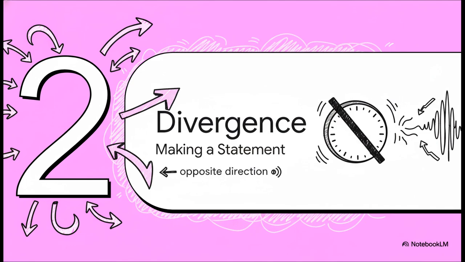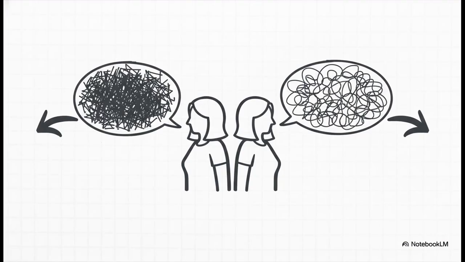Okay, so that's convergence, but that's only half the picture. Sometimes we crank that social dial in the exact opposite direction. This is what we call divergence, and it's all about making a point by sounding different. Right, so if convergence is all about building bridges, divergence is about building walls.